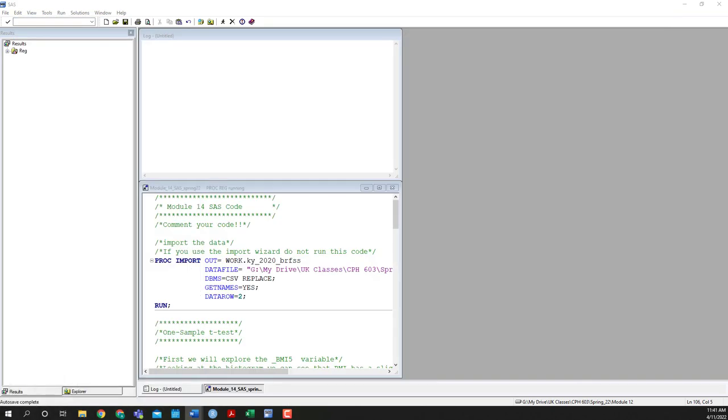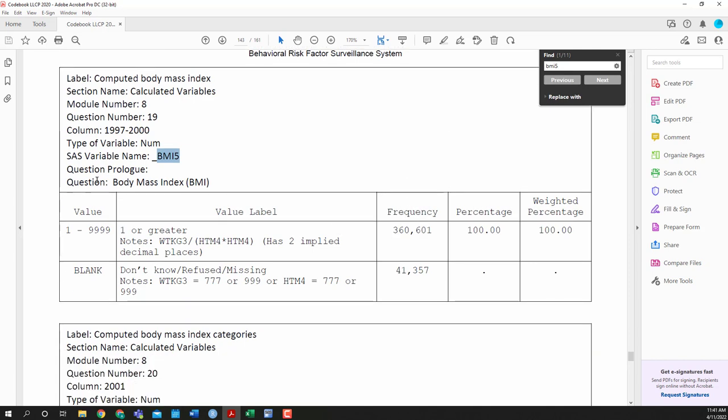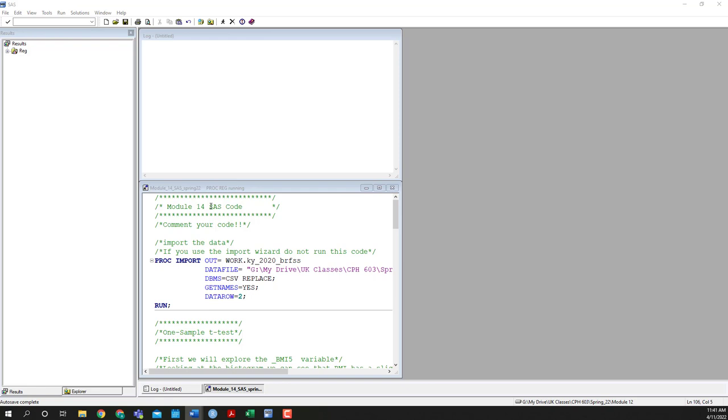So let's just take a moment and look at the variable in the code book before we get started in SAS. Right, so here is the variable. One of the important things to note about this variable is it does have two implied decimal places. So what that means is a BMI of 25 is recorded as 2500. Alright, so let's look at the SAS code.